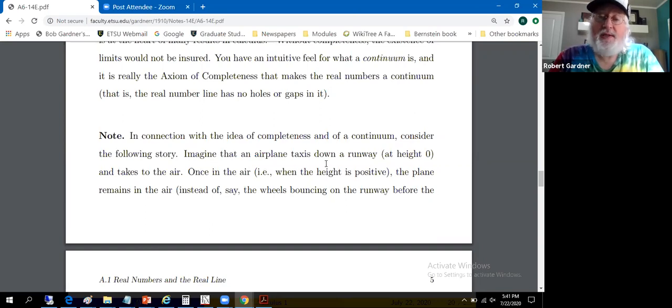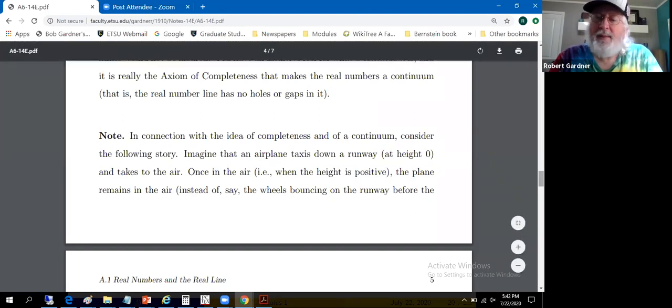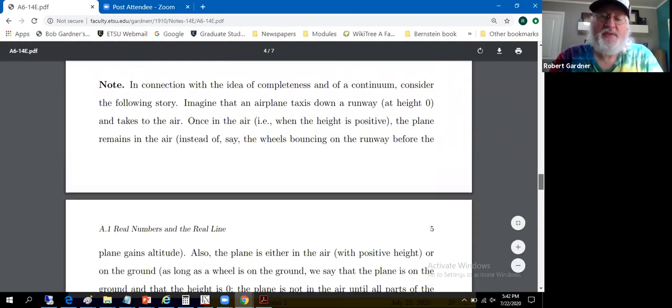Imagine that an airplane taxis down a runway. So it's got height 0, it's still on the ground, and it takes to the air. Once it's in the air, that is, when its height is positive, no longer 0, the plane remains in the air instead of like a basketball dribbling down the runway. Once the wheels are off the ground, they stay off the ground. They don't bounce on the runway a bunch of times. So we make that physical assumption.